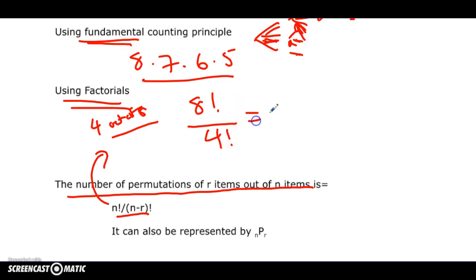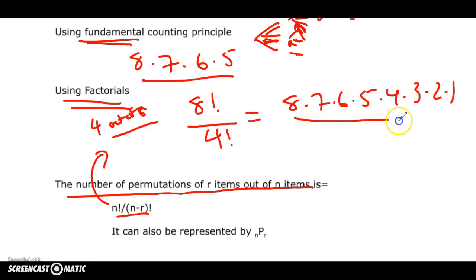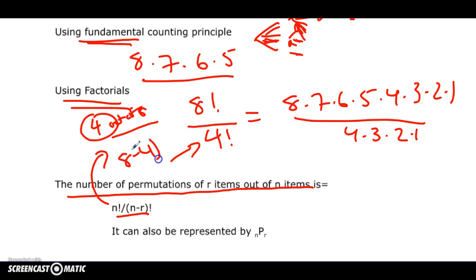Okay, so when I look at that, that's 8 times 7 times 6 times 5 times 4 times 3 times 2 times 1 over 4 times 3 times 2 times 1. Now, this wasn't the best example because let me figure out how I got this here. This is not this 4. This is 8 minus this 4. Okay, so I'm choosing 4 things out of 8. So what number goes down here? It's 8 subtract 4, which happens to be 4.